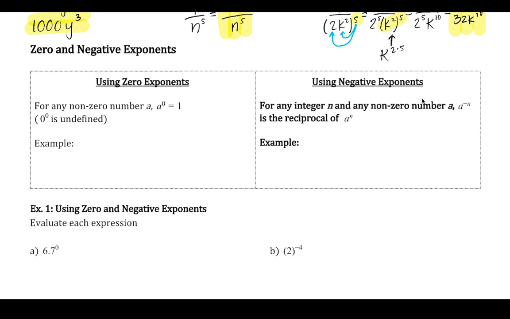So this is the second part of 6.1. We'll call it 6.1b. And our focus today is zero and negative exponents and using the properties that come along with them. So up at the top, there's a few properties for you to copy down. The first one is for zero exponents, and the second one is for negative exponents. Take a second, you can pause the video to copy these down, and then we'll talk about exactly what they mean.